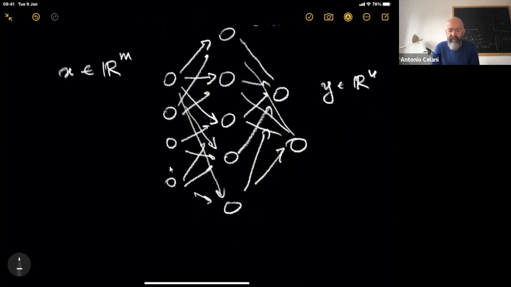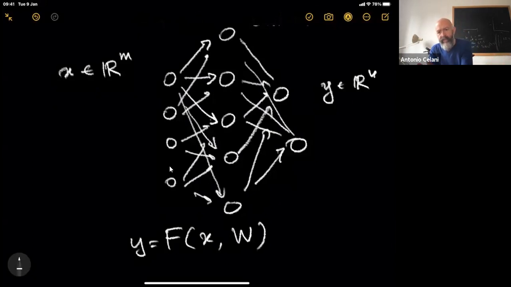Only that in this case, you see that there is the distinctive nature of this mapping. So this is a function f which maps x into y and depends on the weights, that is, on all these parameters that are inside the function. And this is called feed forward because the flow of operations goes only in one direction. So once neurons have received information and passed it on, they do not see it again.